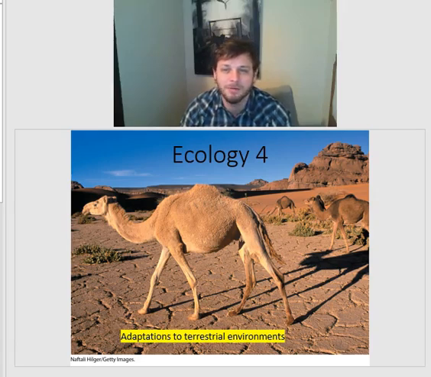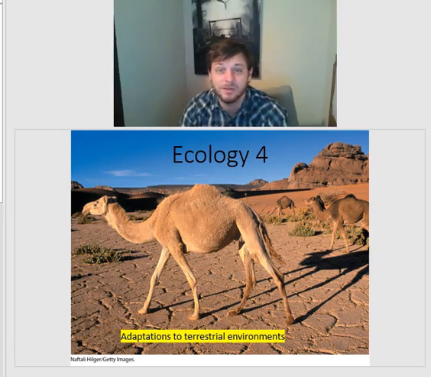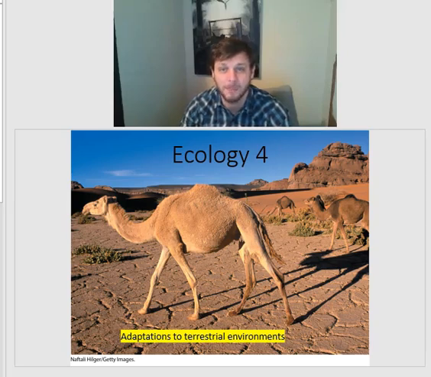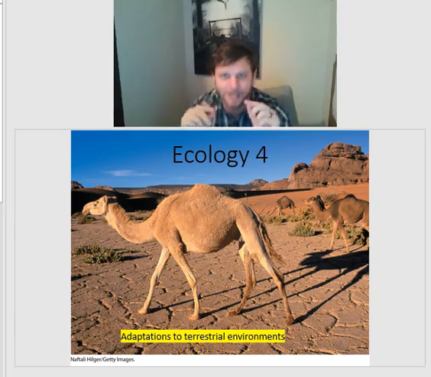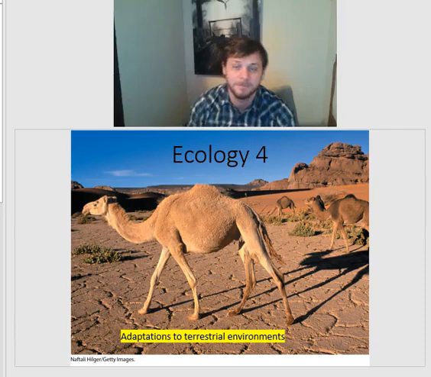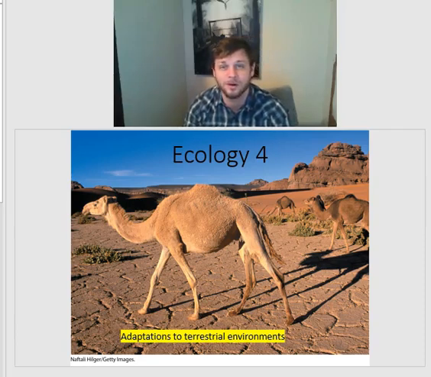What type of adaptations do you think a camel has that allows it to live in the terrestrial environment, that allows it to live in the desert environment, a really dry terrestrial environment? It has a lot of different adaptations, like they have really long eyelashes to keep the sand out of their eyes. They're able to store a lot of water in their fat, and so they're able to store water for a long time. They have a really cool counter-current cooling system.